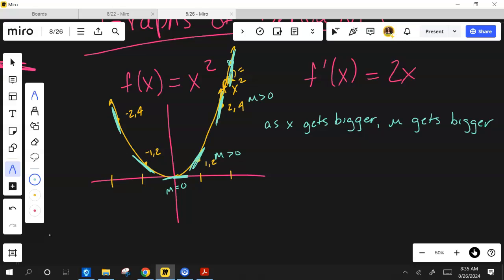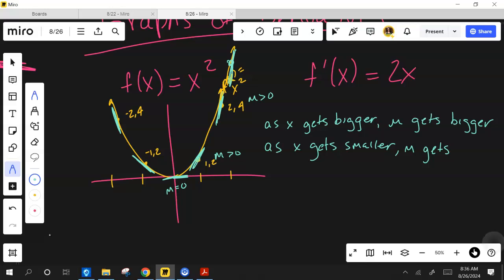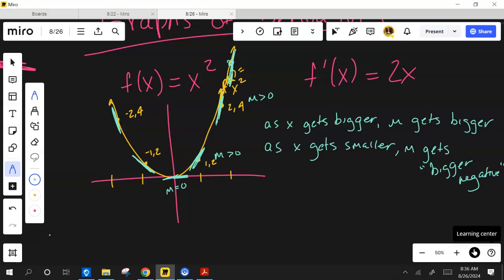Now, as x gets smaller, what's happening to the slope? It's getting smaller, but instead of smaller, I'm going to say m gets bigger negative, because it's still steeper, right? Just to help you see, bigger and negative. This is not really mathematically correct. Now, we know that the derivative for this is, I need another color.